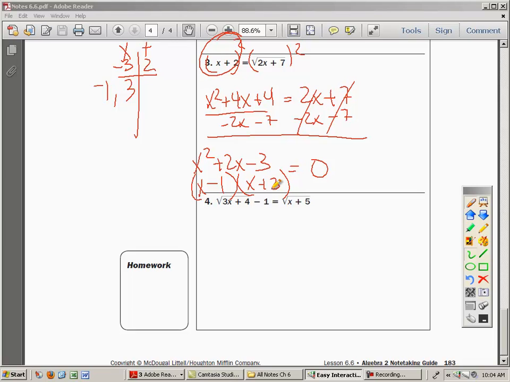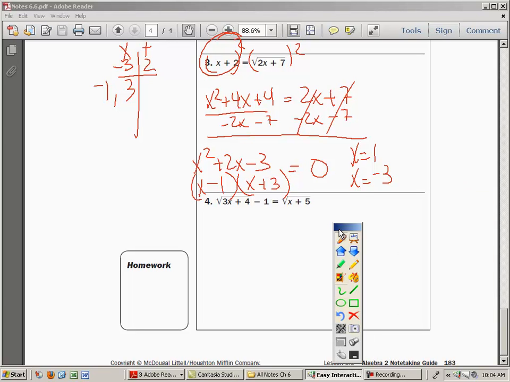So my two solutions are x equals 1 and x equals -3. Now when I plug those back in, this becomes 1 plus 2 equals the square root of 2 times 1 plus 7. Well, 1 plus 2 is 3. Under here, 2 times 1 is 2, plus 7 is 9. Is the square root of 9 equal to 3? Absolutely. So this one is okay.